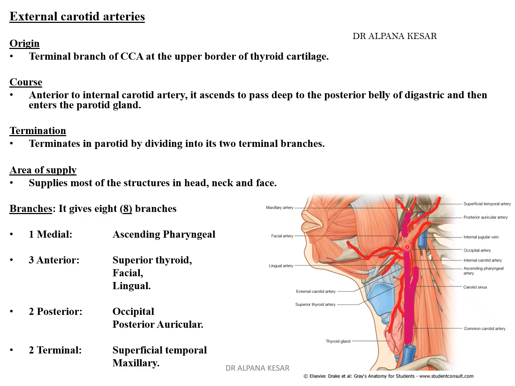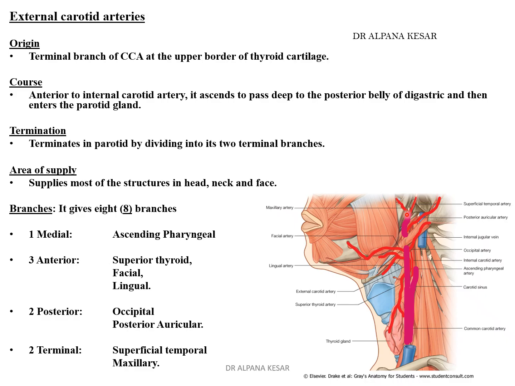Then it passes deep to the posterior belly of digastric, and then it enters the parotid gland. In the parotid gland, it terminates by dividing into its two terminal branches, that is, superficial temporal and maxillary arteries.